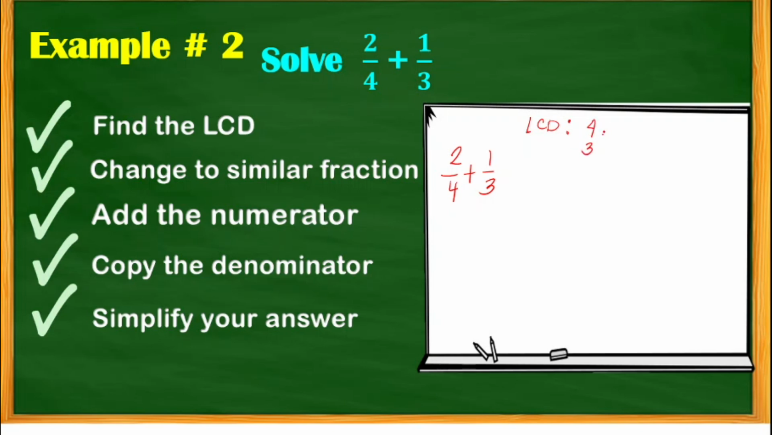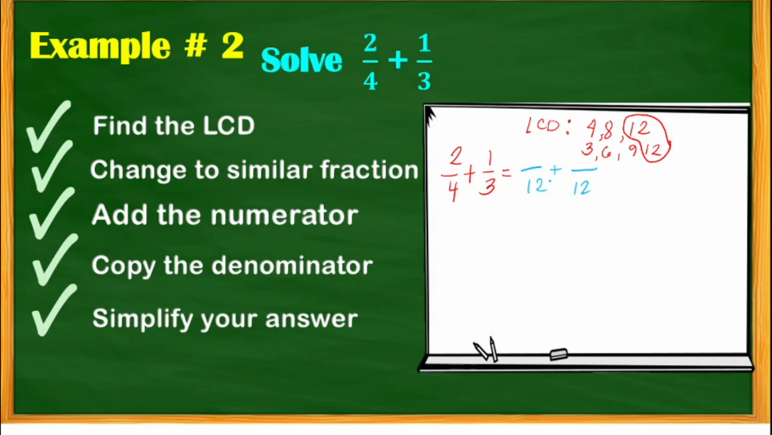Let's skip count. 4, 8, 12. Then 3, 6, 9, 12. So the least common multiple of 4 and 3 is 12. So the LCD of 4 and 3 is 12. So this would be the denominator of 12 plus the denominator of 12.